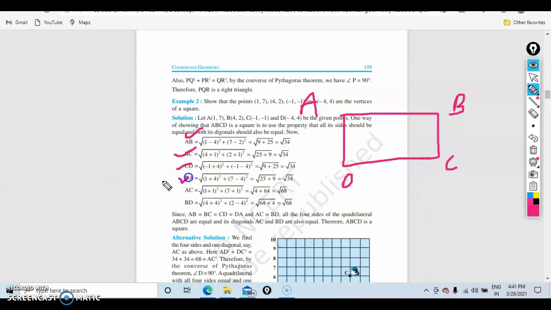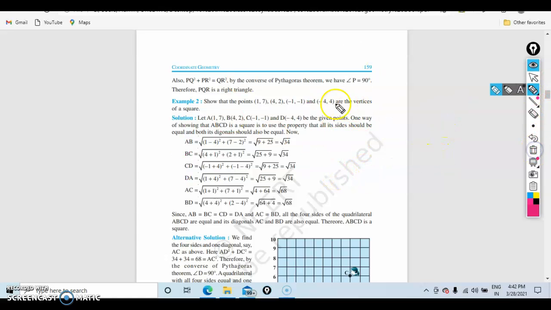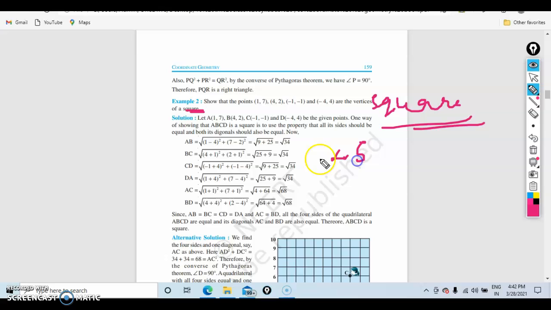So first of all, what we have to do? We have to apply the distance formula. If four points are given, take two points at a time. This is a square, no? First do AB, then BC, then CD, then DA. To check whether it forms a square or not, first of all we have to know the square properties. Square means all four sides will be equal. The first property is that the four sides will be equal. If four sides are equal, it will be a square.